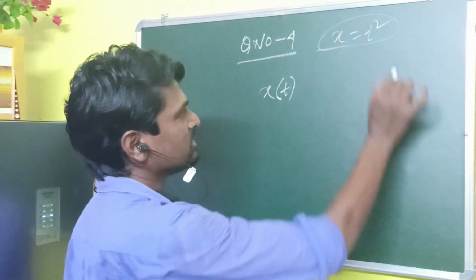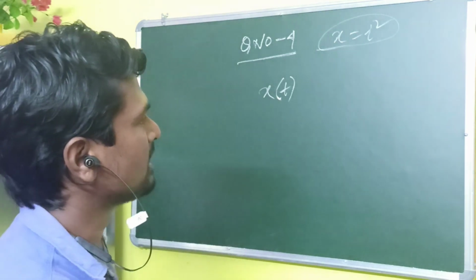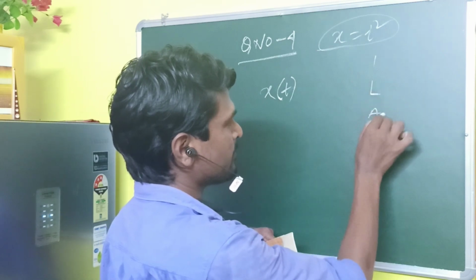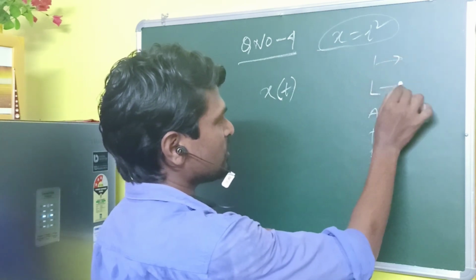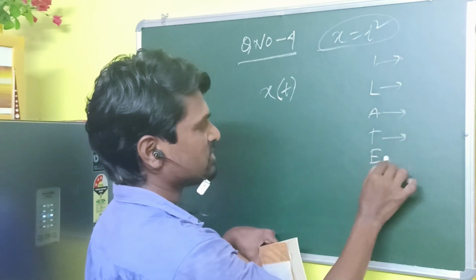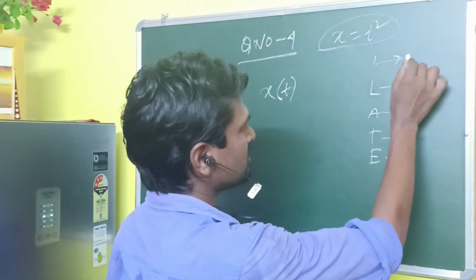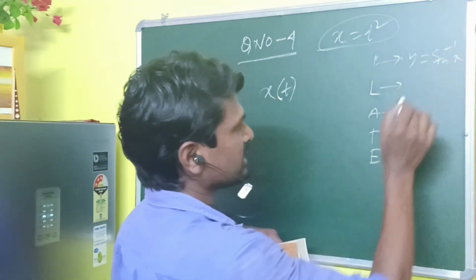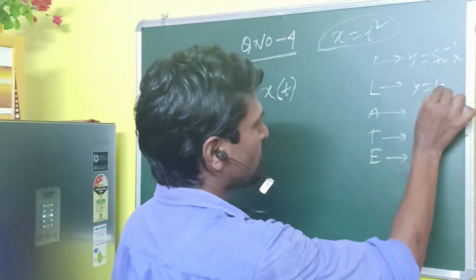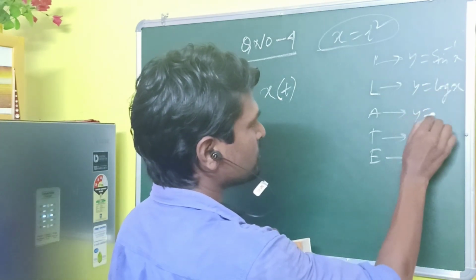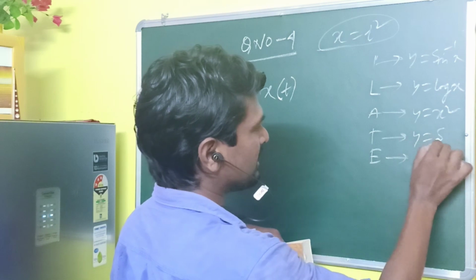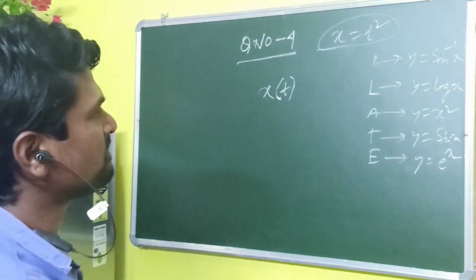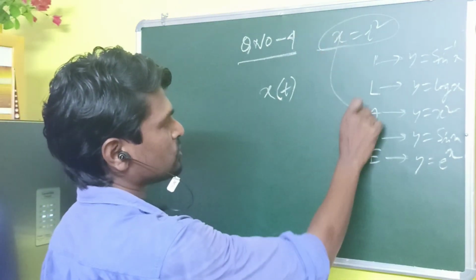So this is an algebraic function, and there are 5 functions, and you can memorize them as ILATE: inverse function, logarithmic, algebraic, trigonometric, and exponential function. Inverse function is like sine inverse x, logarithmic is y equal to log x, y equal to x square is algebraic, y equal to sine x is trigonometric, y equal to e to the power of x is exponential. So these are the 5 functions, and this is an algebraic pattern.